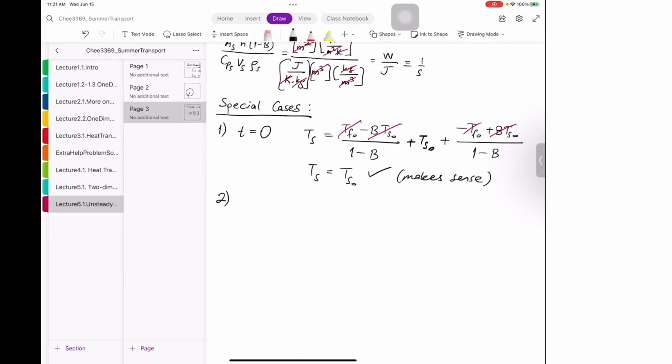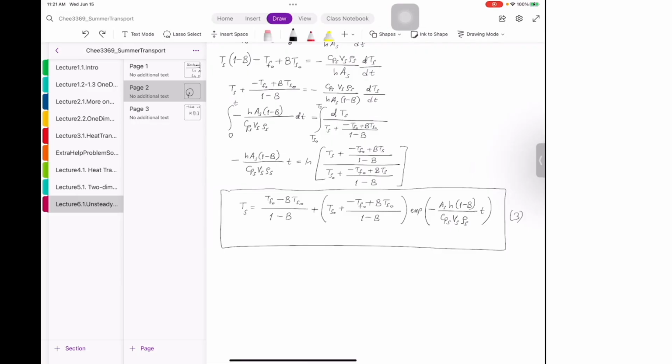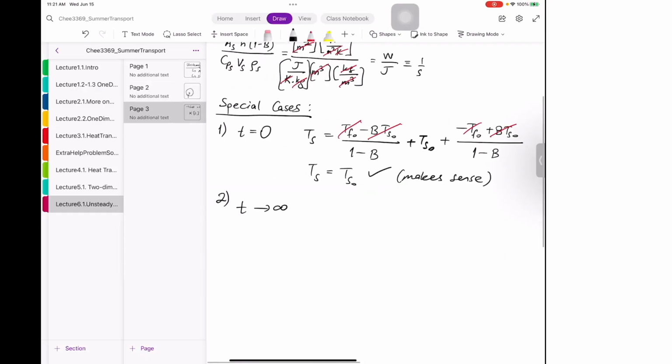Another special case, when t goes to infinity, what happens to this equation? This thing becomes negative infinity if t is infinity. Then that means the exponential of negative infinity is negligible, almost 0. So you can actually get rid of this term. And then it's just going to be this one. So let's write it down. Ts must be equal to Tf0 minus B Ts0 divided by 1 minus B.